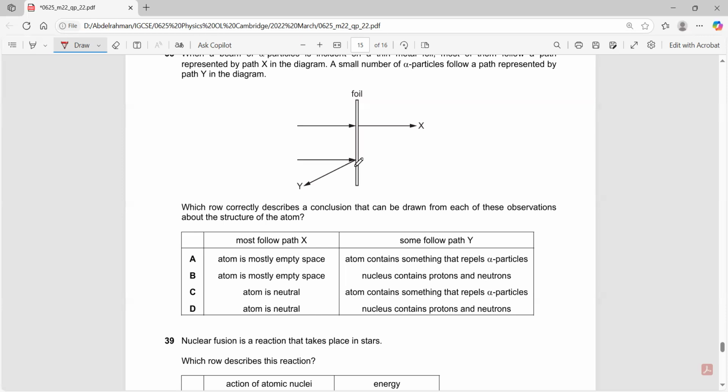Some of them follow path Y. Why? Because the atom contains something that repels alpha particles. Yes, but B is correct? The nucleus contains protons and neutrons. This is correct, isn't it?